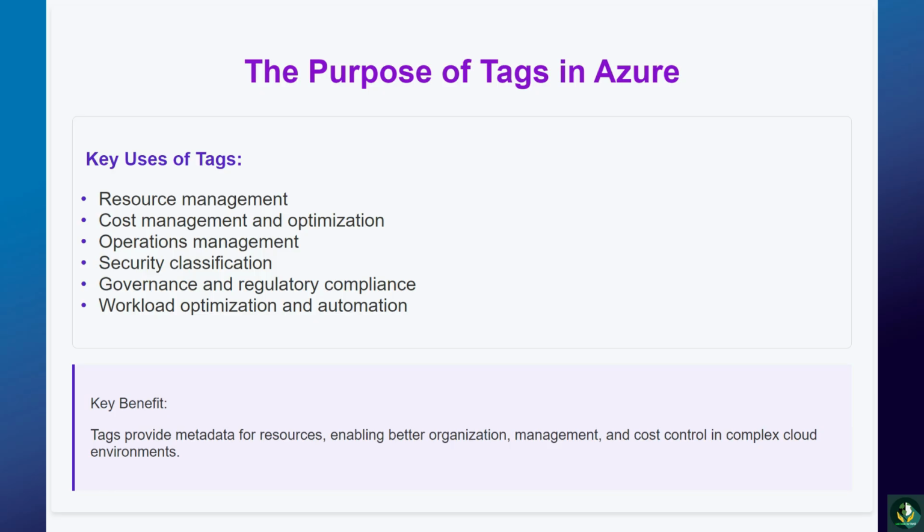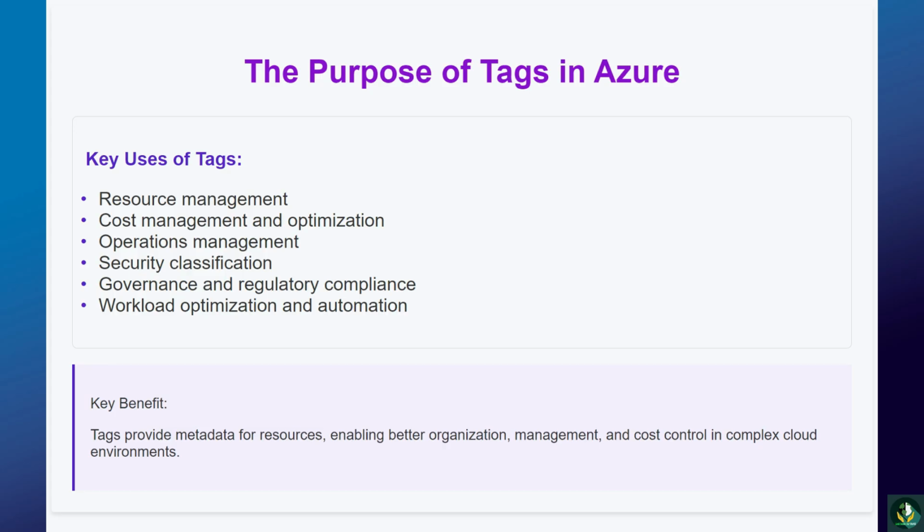Governance and regulatory compliance. Tags are instrumental in maintaining governance and ensuring regulatory compliance. You can use tags to identify resources that align with specific compliance requirements, e.g. GDPR, HIPAA, ISO 27001. Enforce organizational standards by requiring certain tags, e.g., mandatory owner or department tags. Track resources subject to specific regulatory requirements.